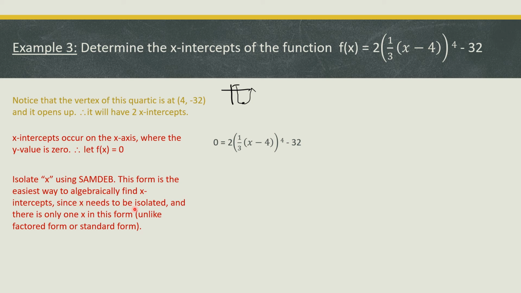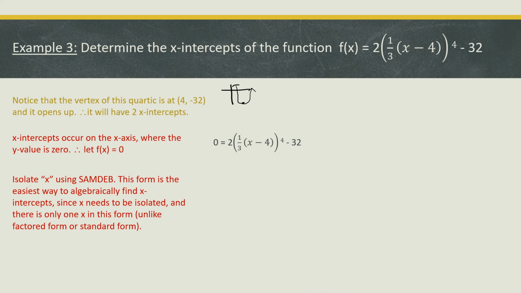Since x needs to be isolated and there's only one x right here, it's easy, unlike factored or standard form. Factored form would have a couple of brackets with various x's in them. Standard form would have possibly 4 x's in them. They're hard to isolate. So in the transformation form that we're learning today, it's much easier to find the x-intercepts.